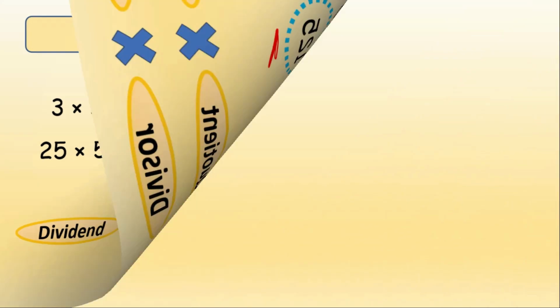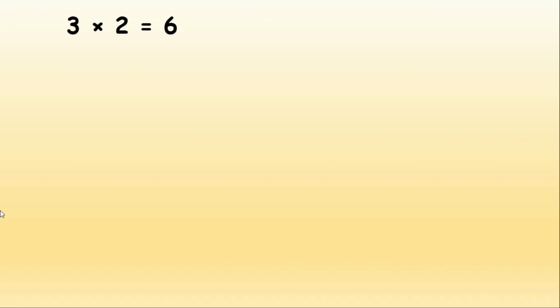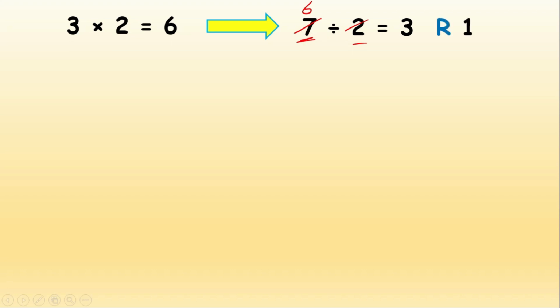Okay, another example. If 3 times 2 equals 6, so 7 divided by 2 equals what? Equals 3. How? Let's show. 7 divided by 2 can't be, because we can't find any number multiplied by 2 to get 7. So let's decrease. Cancel 7 and write 6. 6 divided by 2 equals 3. Okay, and we have a remainder. If we subtract 7 minus 6, we get 1. 1 is called the remainder.